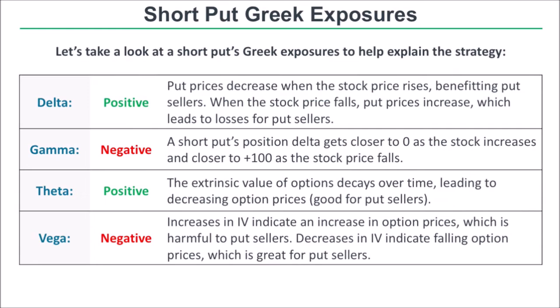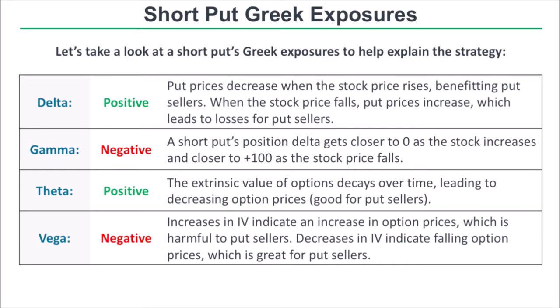Now a short put strategy has negative gamma. That means that when the stock price increases, that short put's position delta will get closer and closer to zero, and as the stock price falls, the short put's position delta will get closer and closer to plus 100.